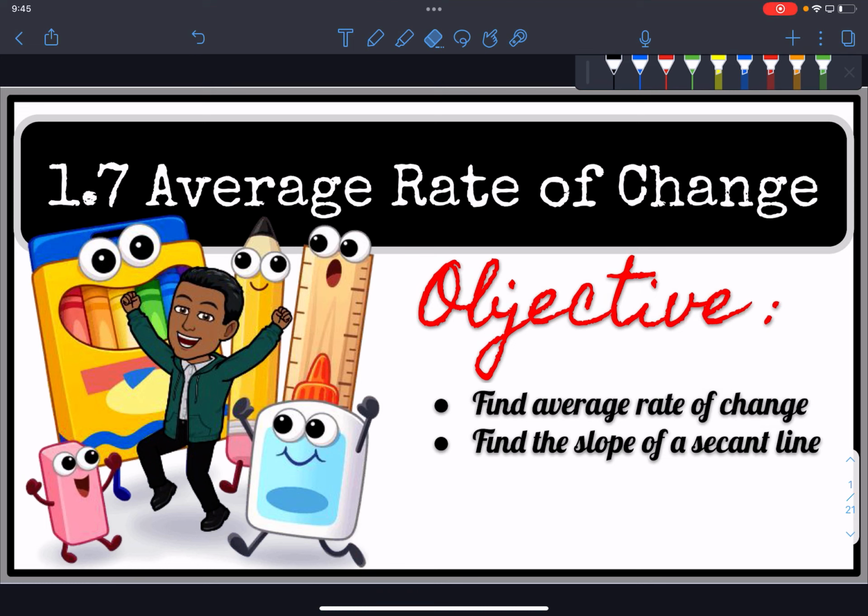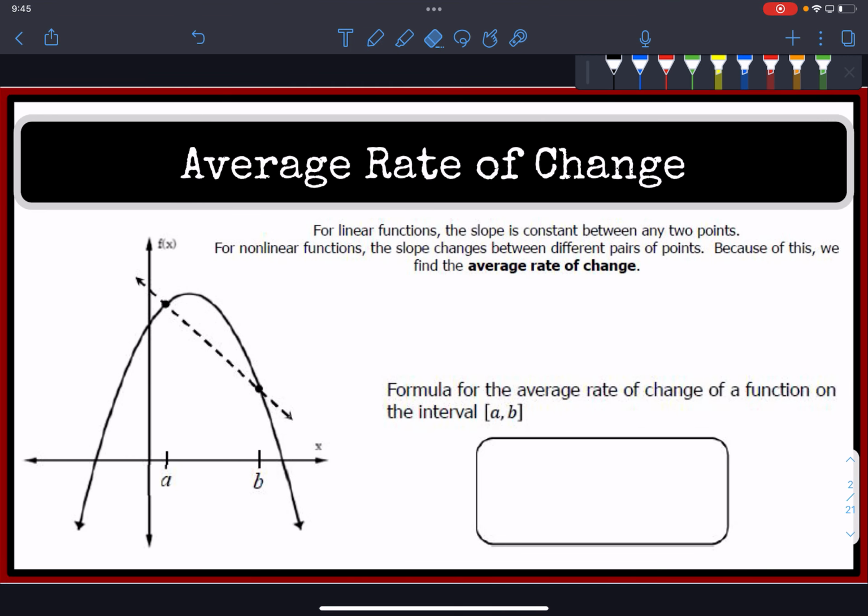Hello class, in this lesson 1.7, average rate of change, you will learn how to find the average rate of change of a function, which is equivalent to finding the slope of a secant line. So let's begin by first reviewing what the average rate of change is.